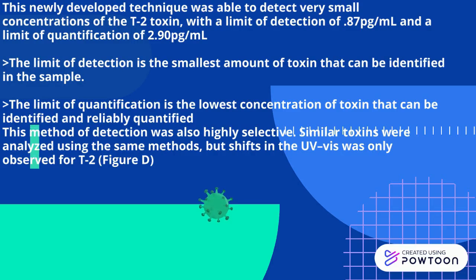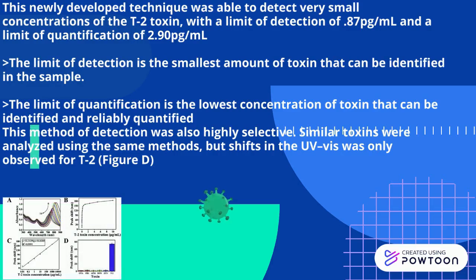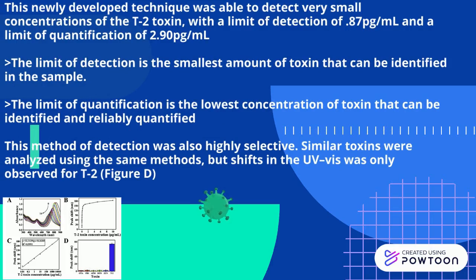This newly developed technique was able to detect very small concentrations of the T2 toxin, with a limit of detection of 0.87 picograms per milliliter and a limit of quantification of 2.9 picograms per milliliter. The limit of detection is the smallest amount of toxin that can be identified in the sample, so it's basically when you know that there's toxin there, whereas the limit of quantification is the lowest concentration of toxin that can be identified and reliably quantified. So you know that there's toxin and you know how much of it there is.